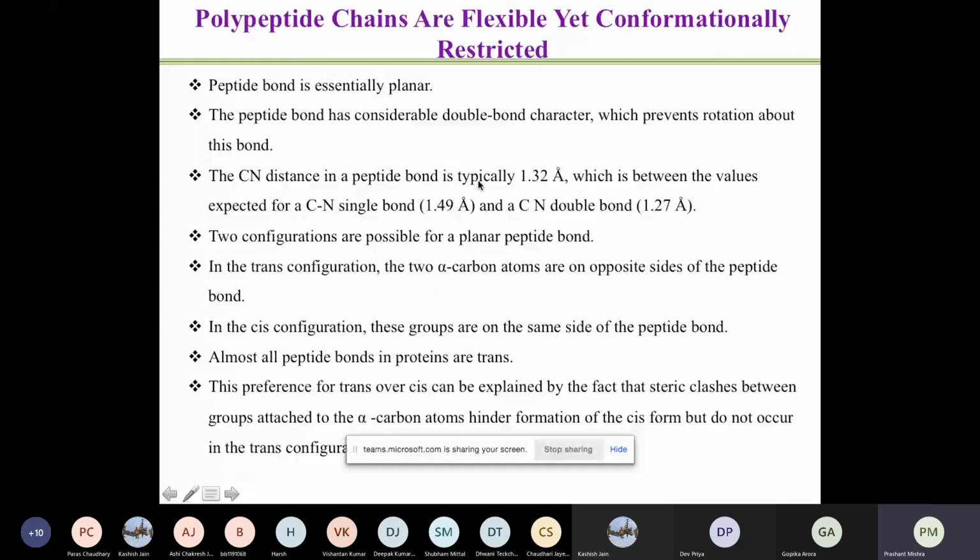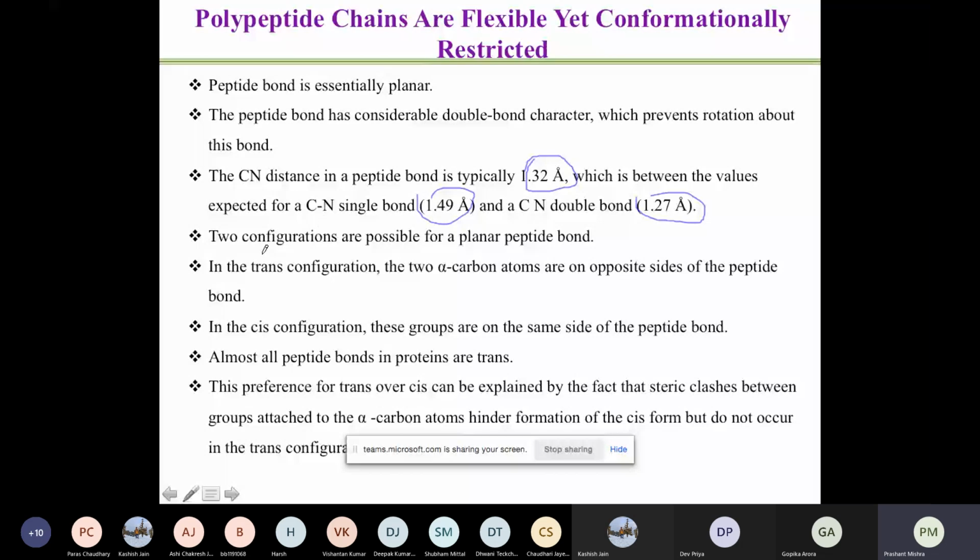Because the distance in a peptide bond is typically 1.32 angstrom, which is the typical distance of your peptide bond. It has a characteristic in between a C-N single bond, which is 1.49, and a C-N double bond. So it is smaller than the single bond, but larger than the double bond, and that is why it has a characteristic similar to the double bond between C and N. So because of this, you will not have the CN bond rotating. So what are rotating? That part we'll discuss.